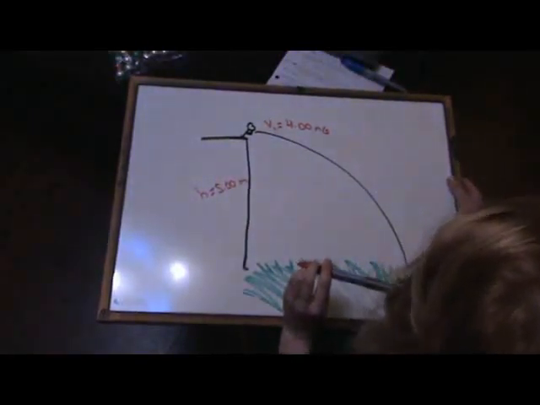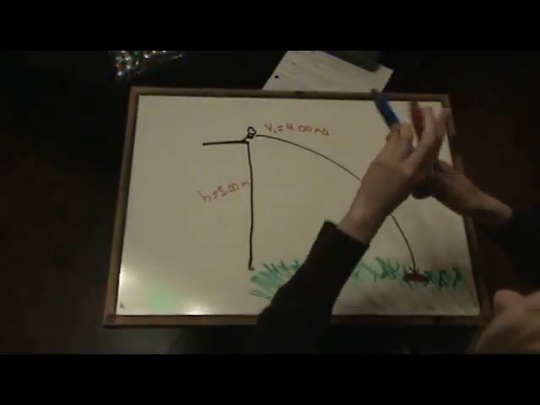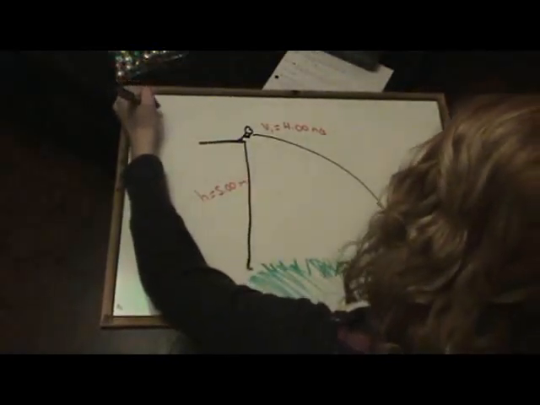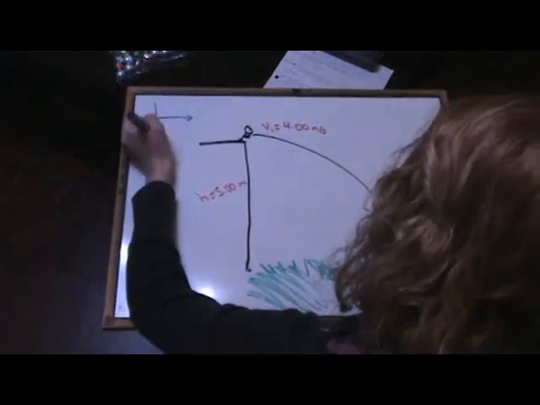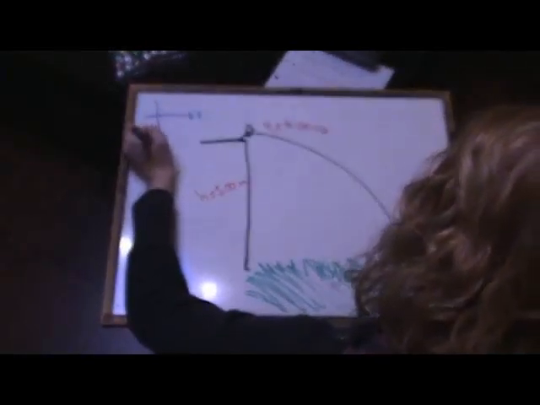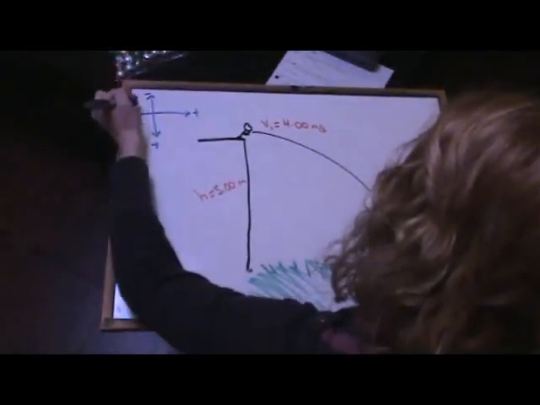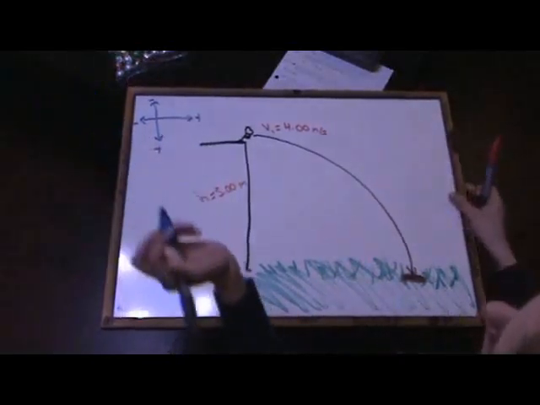Include a reference frame with labeled positives and negatives. In this case, downward will be positive and right will be positive. Make sure to include this for any angled problems because sometimes the motion is up and sometimes it is down.